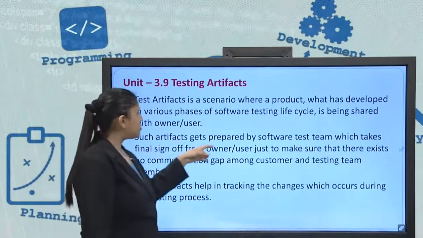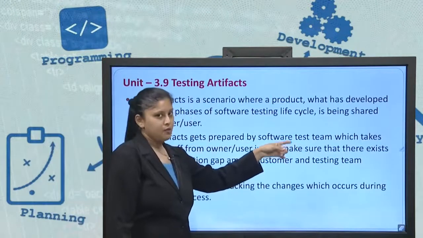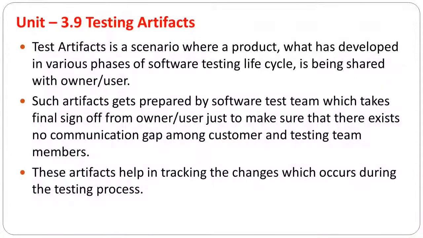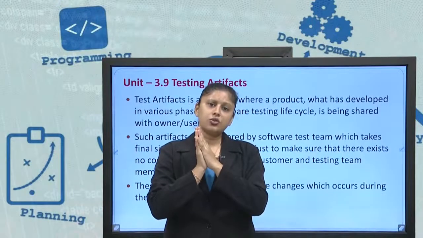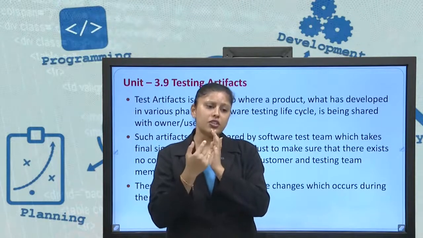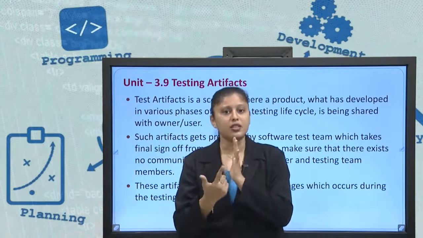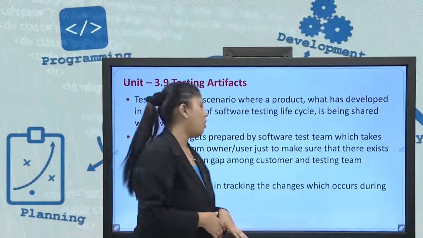Such artifacts get prepared by the software test team. My software testers will be preparing those artifacts, which take final sign off from the owner or user just to make sure that there exists no communication gap among the customer and testing team members. So whatever my testers have tested, the test cases and everything, will be given to my owners in order to minimize the communication gap if at all it exists, alright.